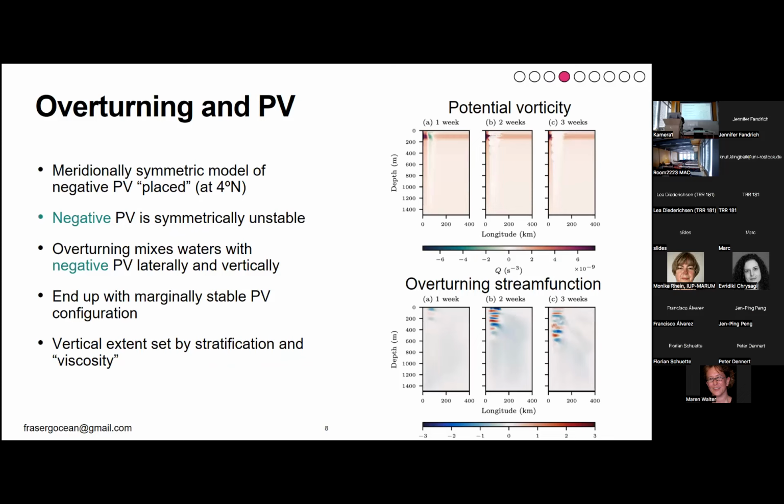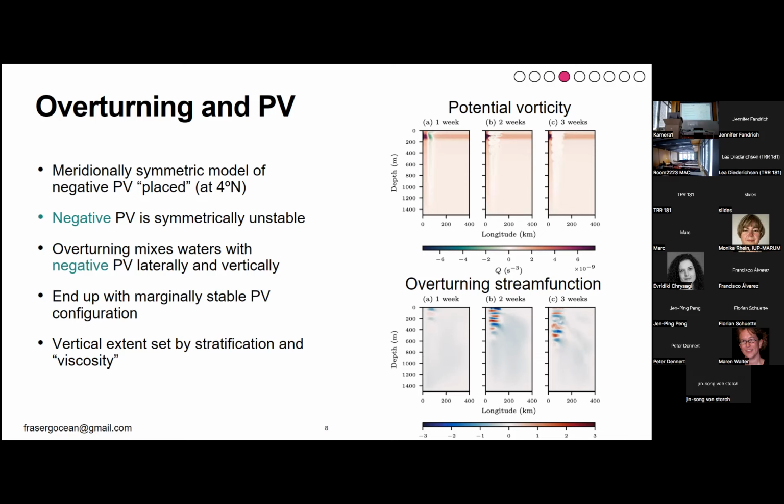Okay, so I've spoken a lot so far about symmetric instability without really saying what it is and what it does. Symmetric instability, as we've just explained, occurs when planetary vorticity and potential vorticity have opposite signs. And what it does is we get the generation of overturning cells. These plots here show, on the top, potential vorticity in an idealized model of a blob of negative PV evolving over time. And we've also got the overturning stream function from that model evolving over time.